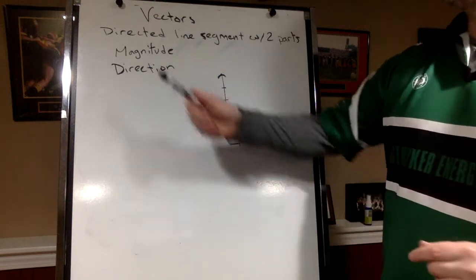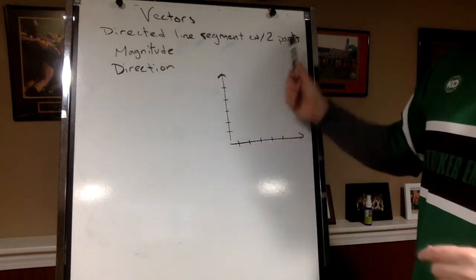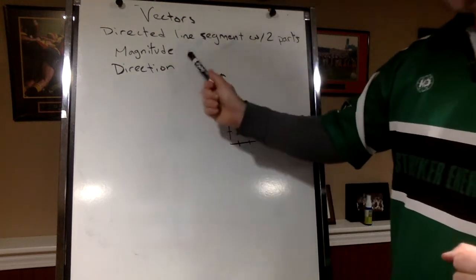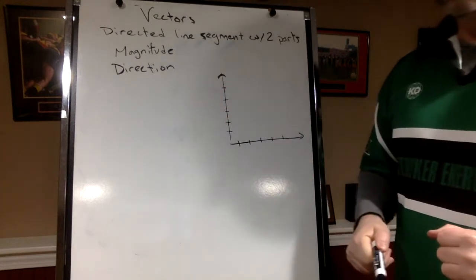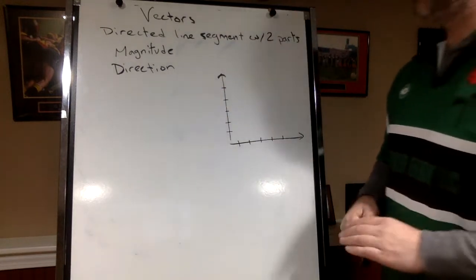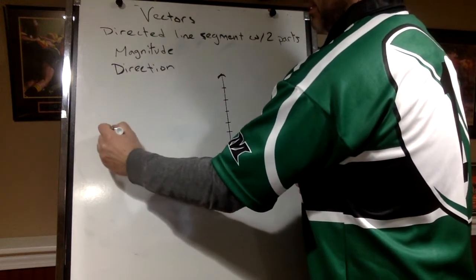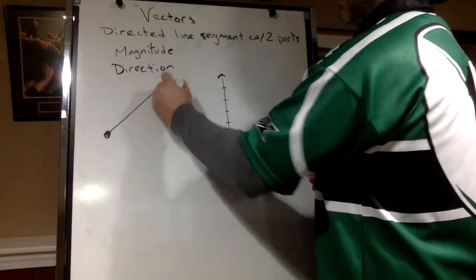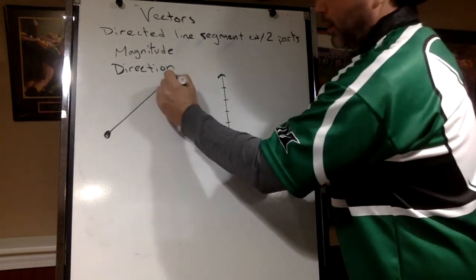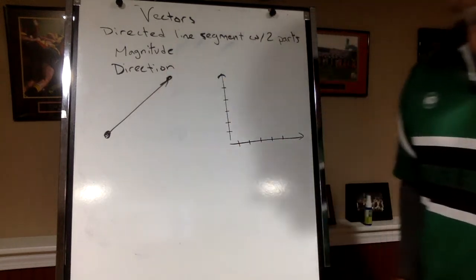Now, vectors, as you can see, are a directed line segment with two parts, and those two parts are magnitude and direction. Okay, and the best way I can think about or show that is we have these line segments with an initial part and an end. And notice we have an arrow to the end part.